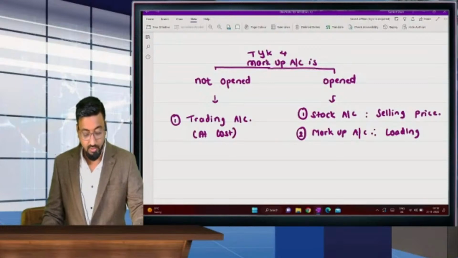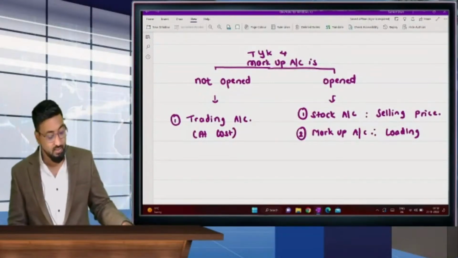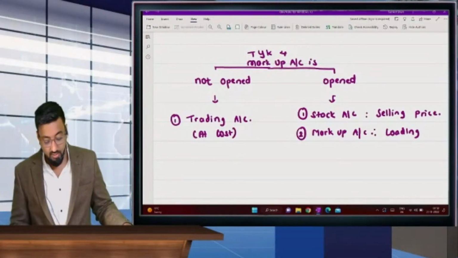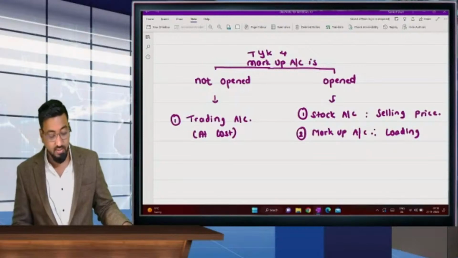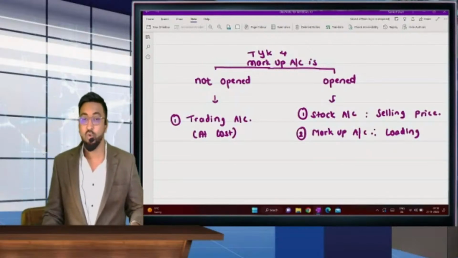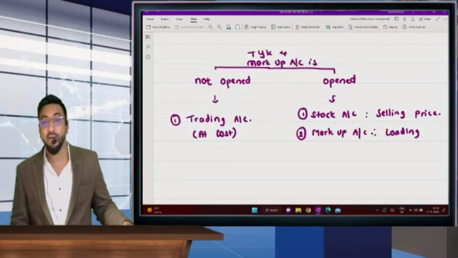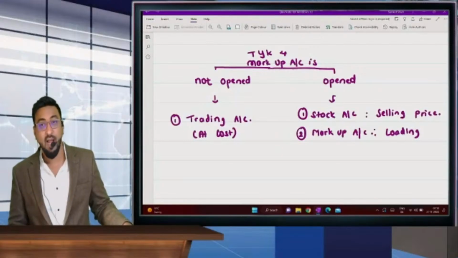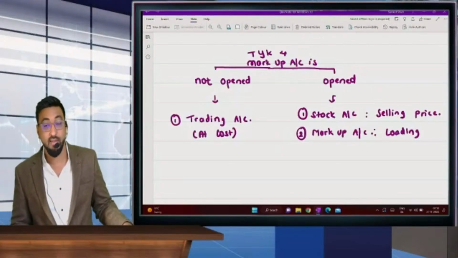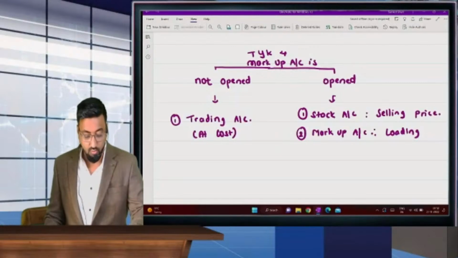Okay, clear. Till now, Manisha Ben is saying yes, clear, and other students are saying clear sir. Any difficulty till now? So if markup account is not open, then you have to open trading account basically at cost, and if markup account is open then in that case stock account और markup account ये दो accounts आपको open करने पड़ेंगे.